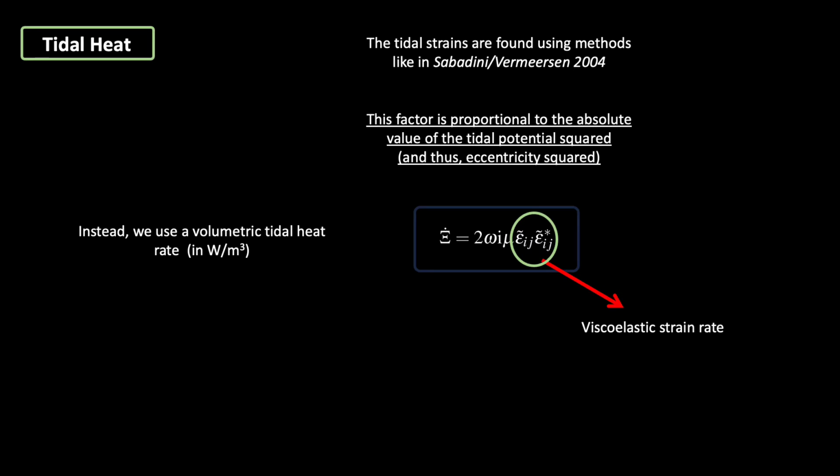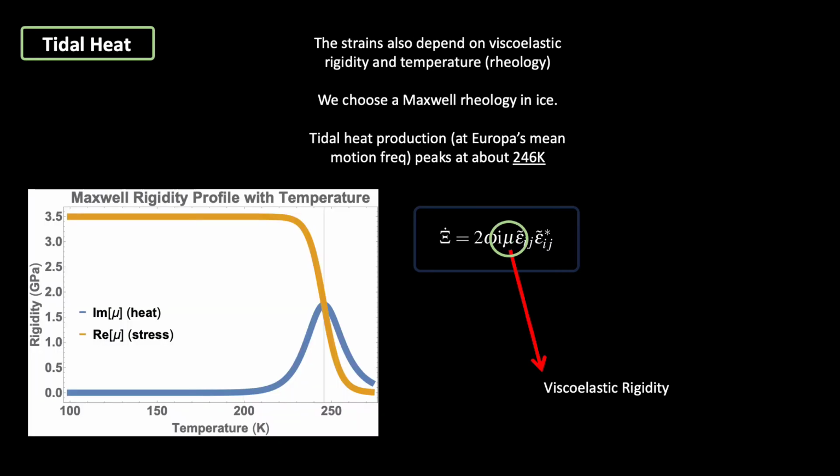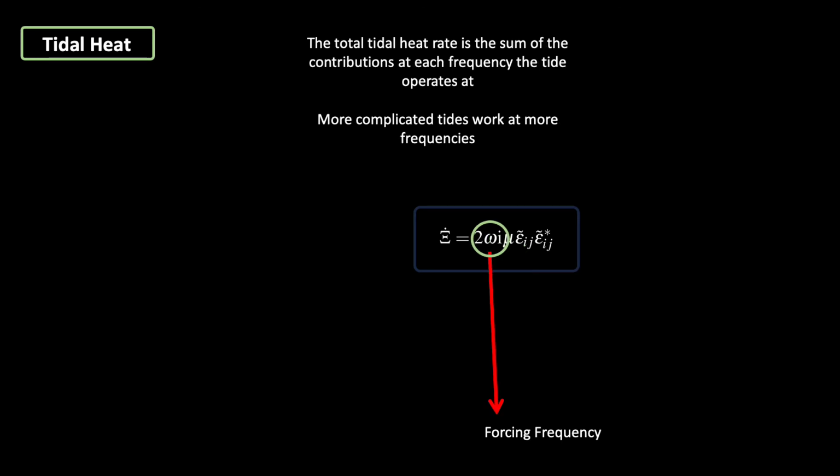I use a Maxwell rheology for the ice. So the important bit here is that heat, this blue thing, peaks at about 246. So that's not the melting temperature. It's a little bit colder than the melting temperature, which is in the ice near the base, but not quite the base, and that's important. And complicated tides have many frequencies, so you sum this thing up over every frequency.